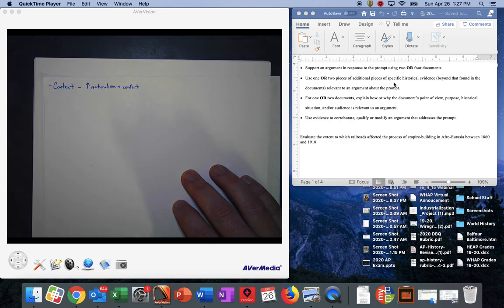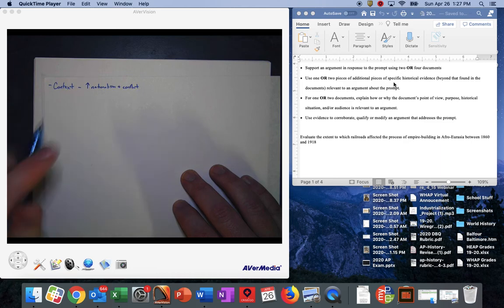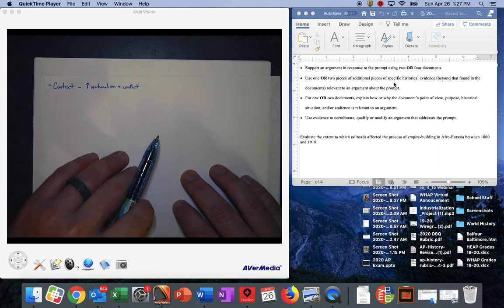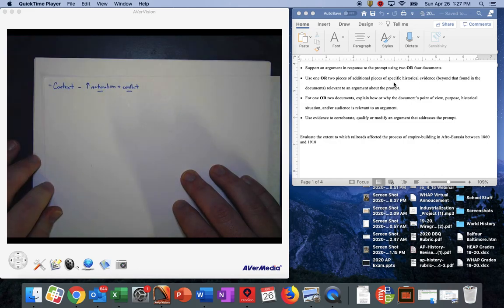Those of you in Euro might recognize that this is the time of German and Italian unification. This is also the time right after the Crimean War. So there's a lot of conflict and nationalism happening in Europe. We also know that during this period, the United States is starting the Spanish-American War. So there's a lot of nationalism and a lot of conflict.